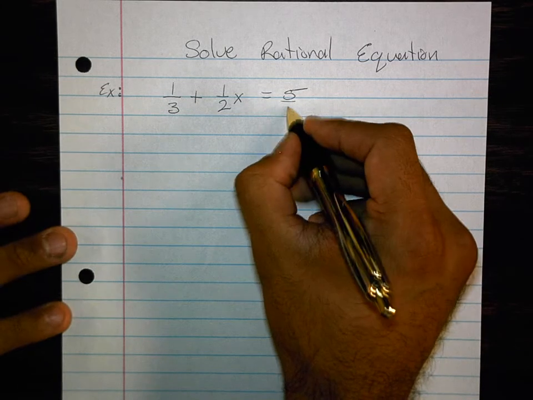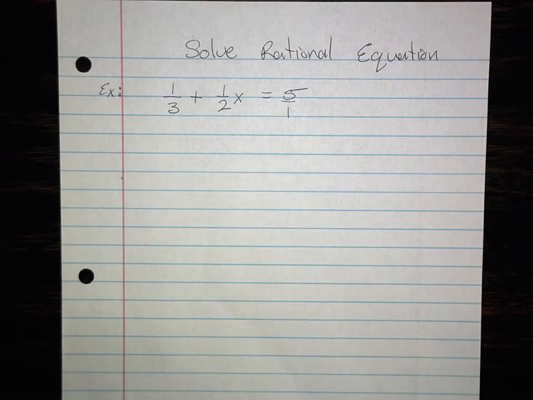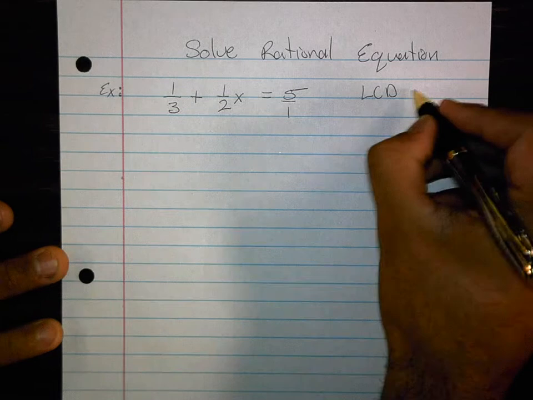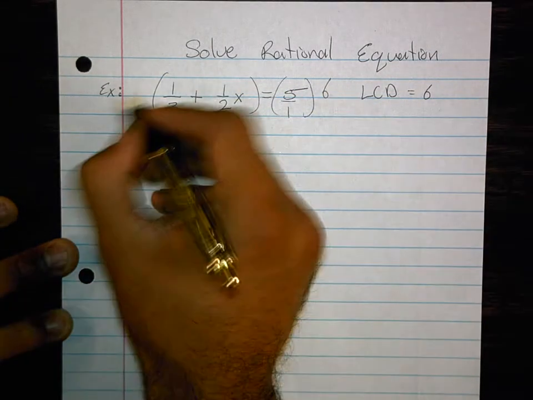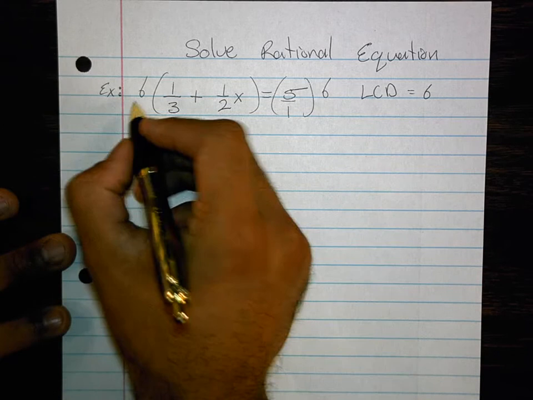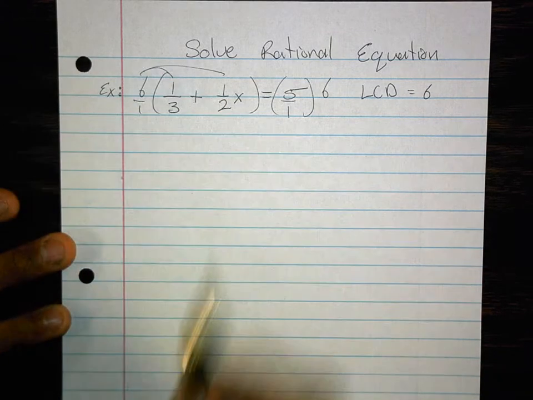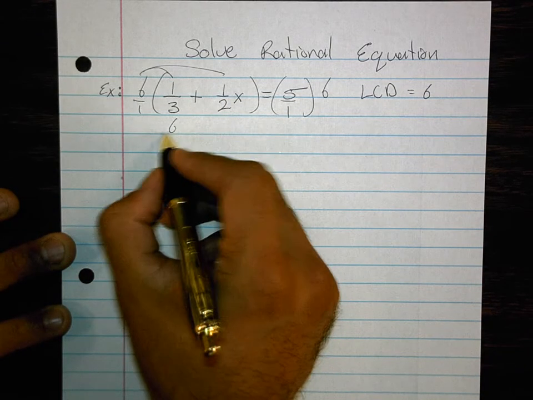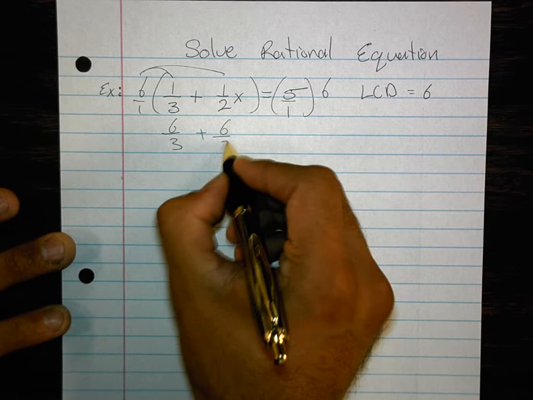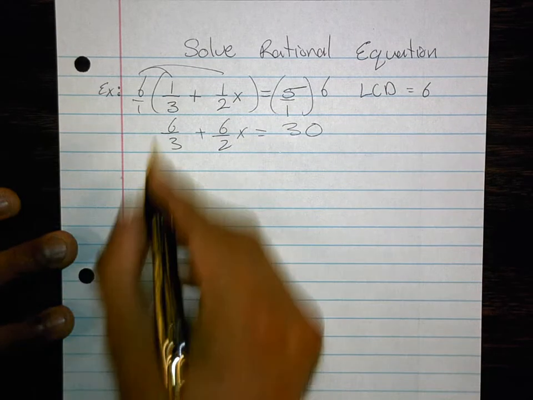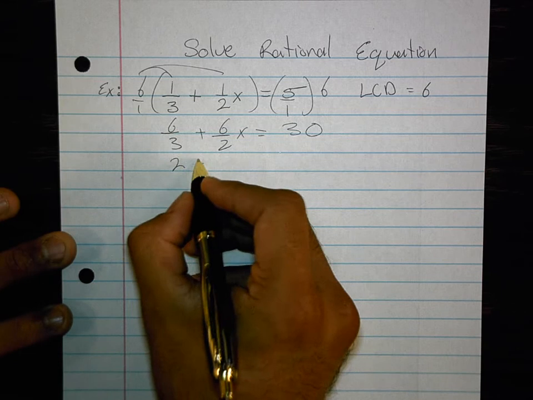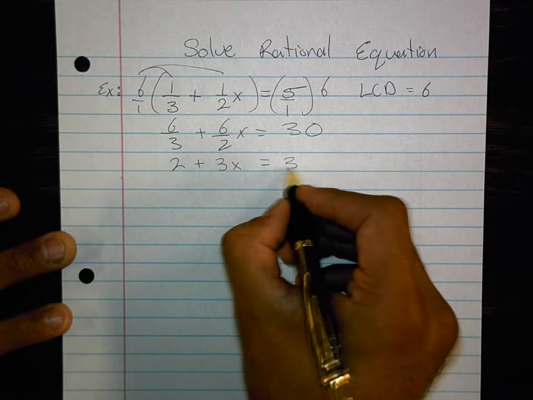Look at all the denominators. Find out what the LCD is. In this case, the LCD is 6. So I'm going to multiply everything by 6. Now technically, to think of it, that's 6 over 1, right? So we're only multiplying to the numerators. And I'm going to get 6 over 3 plus 6 over 2x equals 30. And then I reduce this, and I'm looking at 2 plus 3x equals 30.